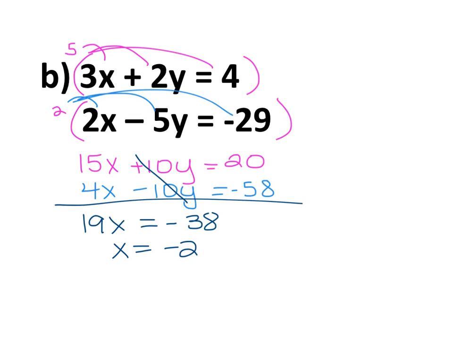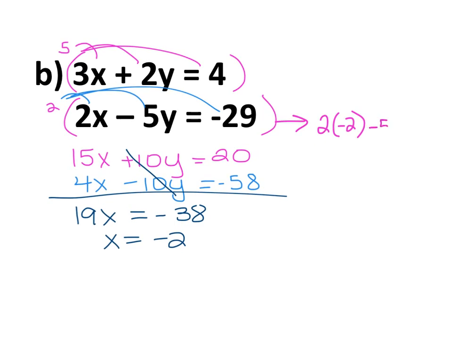Take that, plug it back in. This time you can plug it back into either one. I'm going to plug it back in here. 2 times negative 2 minus 5y equals negative 29. Negative 4 minus 5y equals negative 29. Add the 4.